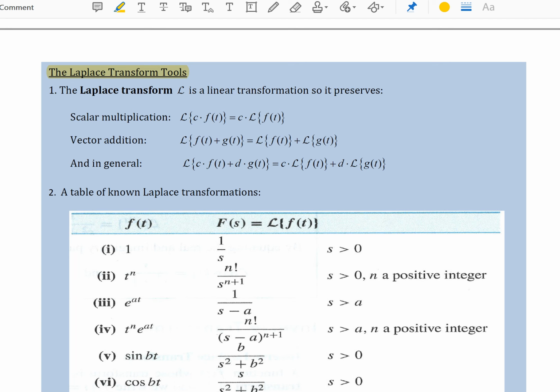First, I'd like you to recognize the Laplace transform is a linear transformation. And as it's a linear transformation, it preserves scalar multiplication, meaning the Laplace of a constant times a function is the same thing as a constant times the Laplace of that function. And this is the property of linear transformations that you should recall from chapter 5. It also preserves vector addition, meaning the Laplace of the sum of two functions is going to be the sum of your Laplace transforms. And in general, the Laplace of any linear combination of functions is going to be a linear combination of the Laplace of each function individually. This allows us to break up complicated functions into the Laplaces of simpler, smaller functions.